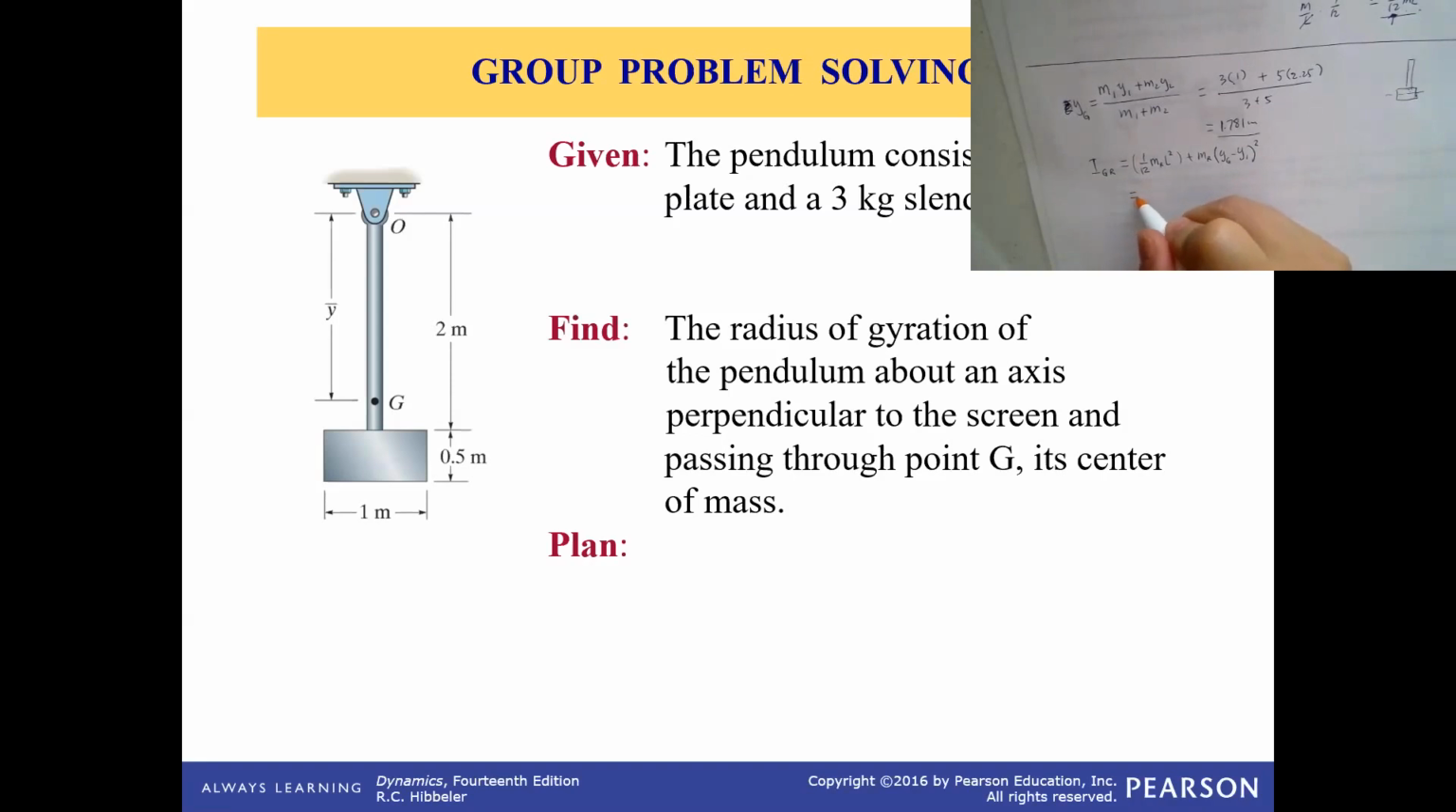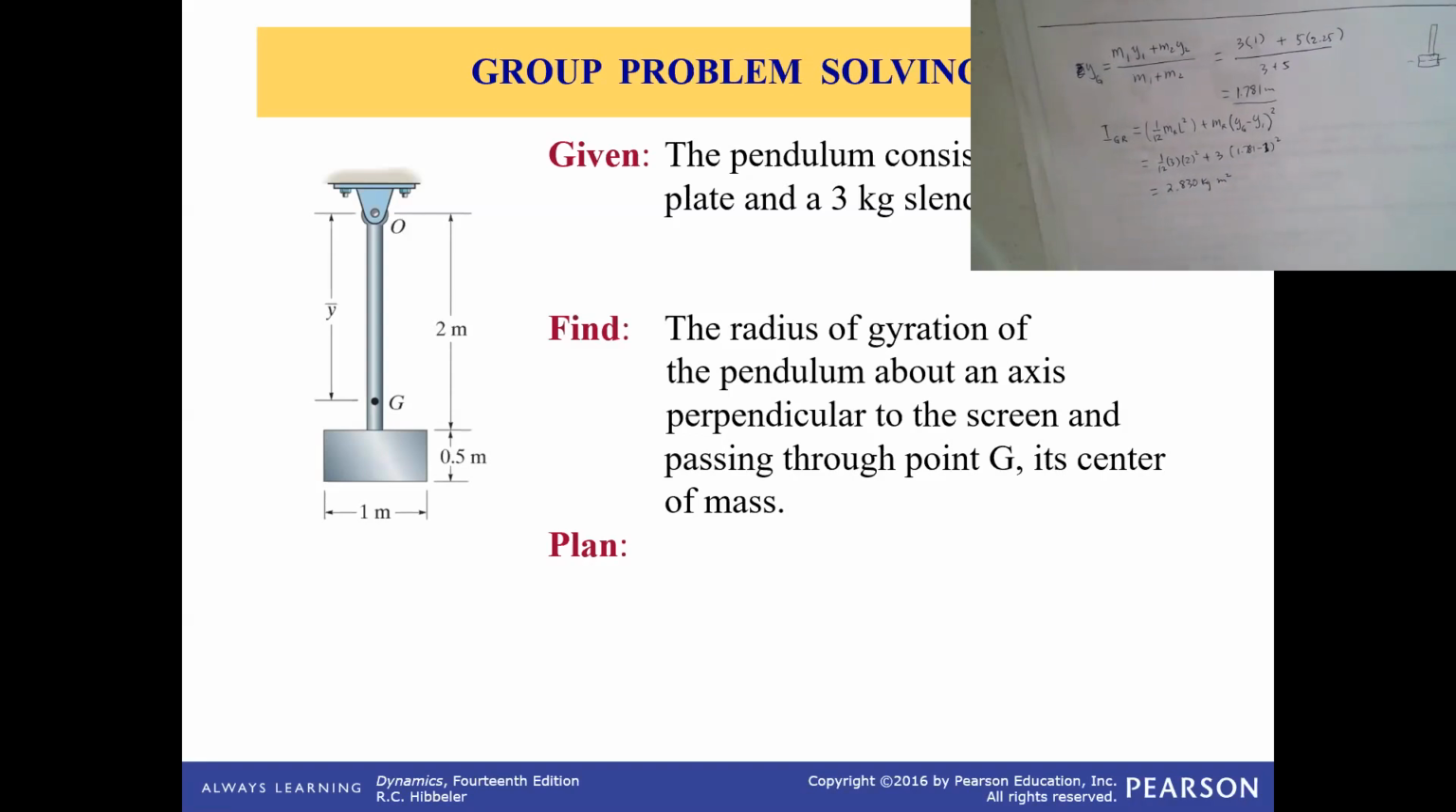All right, so then you can plug in the numbers. 1 over 12 times 3 times L, which is 2, squared, plus, again, 3 times 1.781 minus 1, squared. Because you are going to square it, it doesn't matter. You can put 1 in front, I'm sorry, not 3. So then this will give you 2.83 kilogram meter squared.